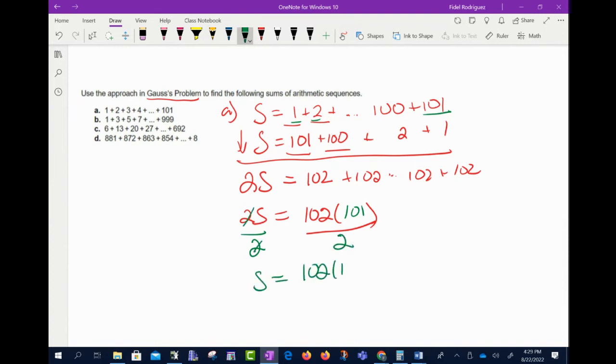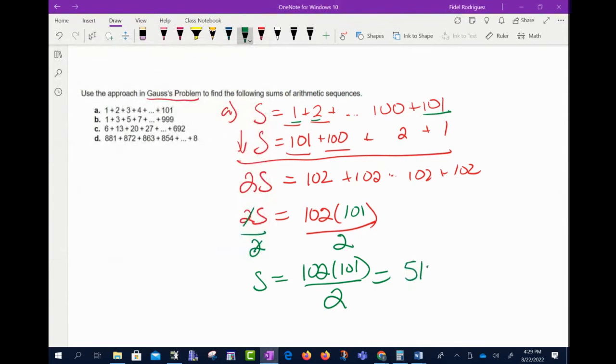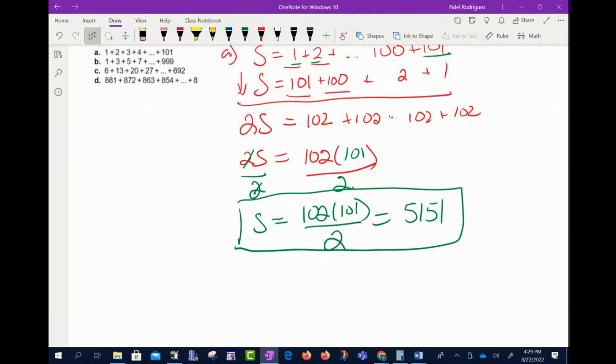So 102 times 101 divided by 2. So I'm going to grab my calculator right here. 102 times 101 divided by 2 is 5151. Okay? So that's going to be my process. That's how I'm going to do all these problems. Okay? So now let's take a look at part B.